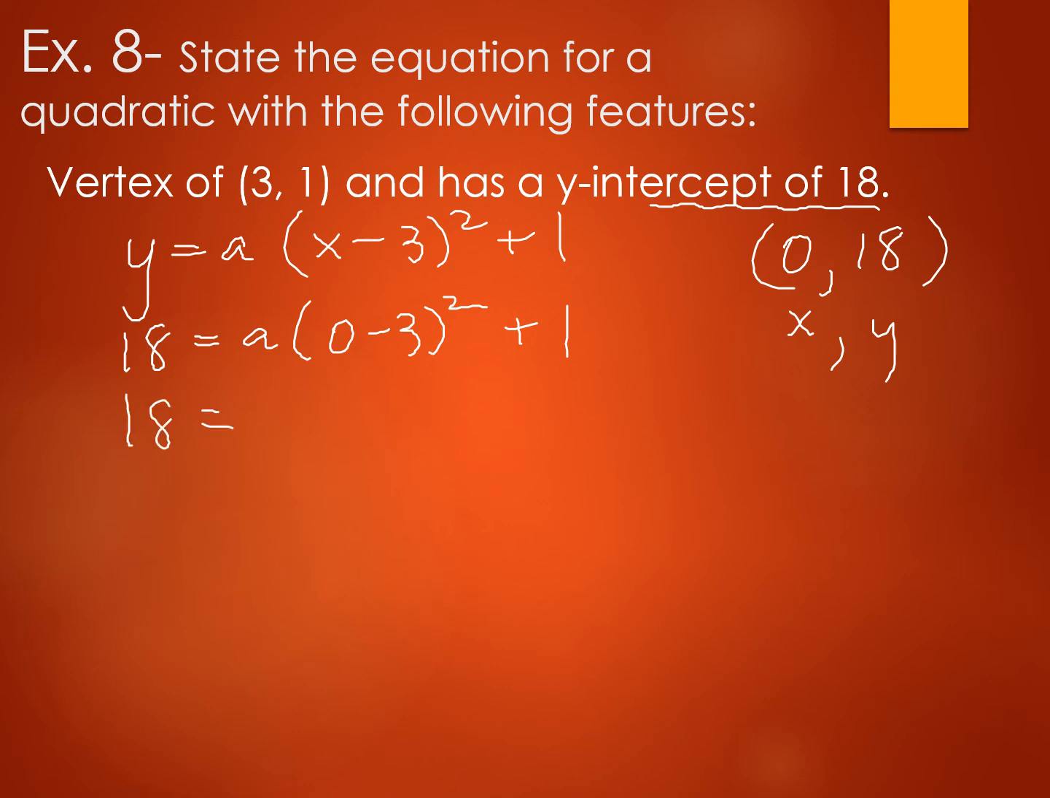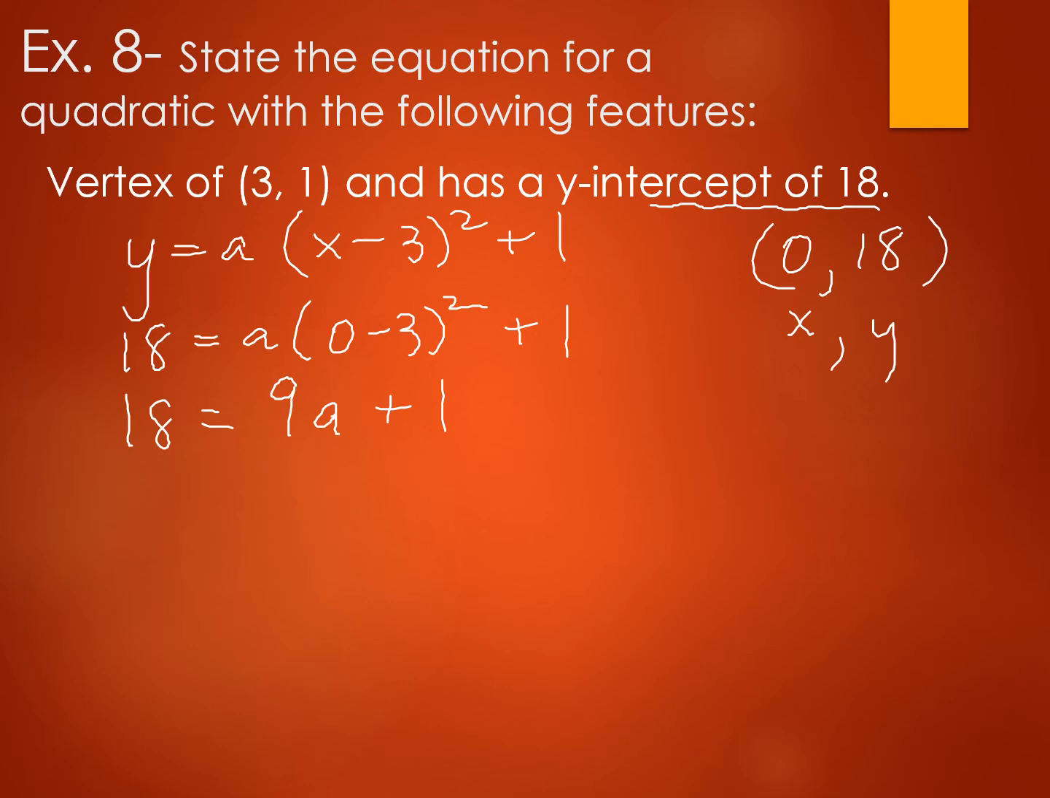0 minus 3, negative 3. Negative 3 squared is 9, so that gives me 9a plus 1. Now, this would be a cardinal sin at this point. 9a plus 1 does not give you 10a. You can't add those two terms together. Those are not like terms.